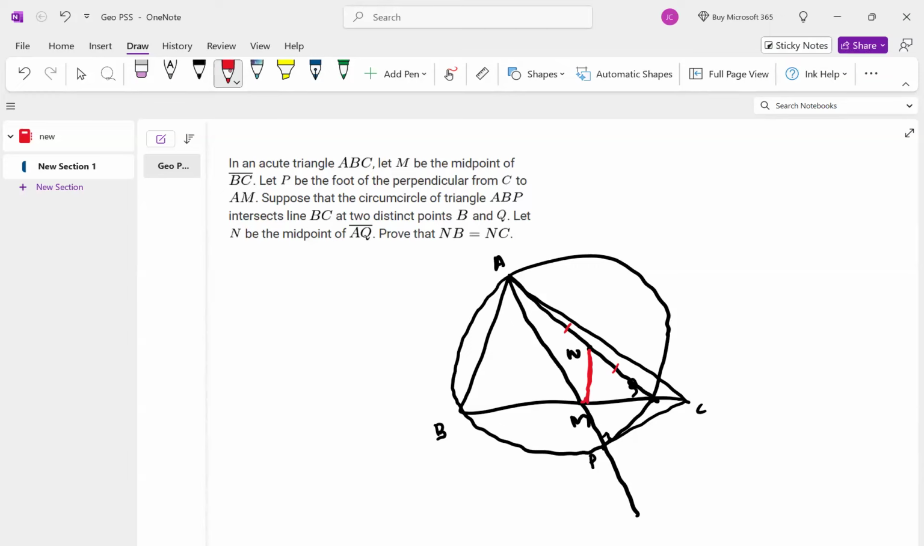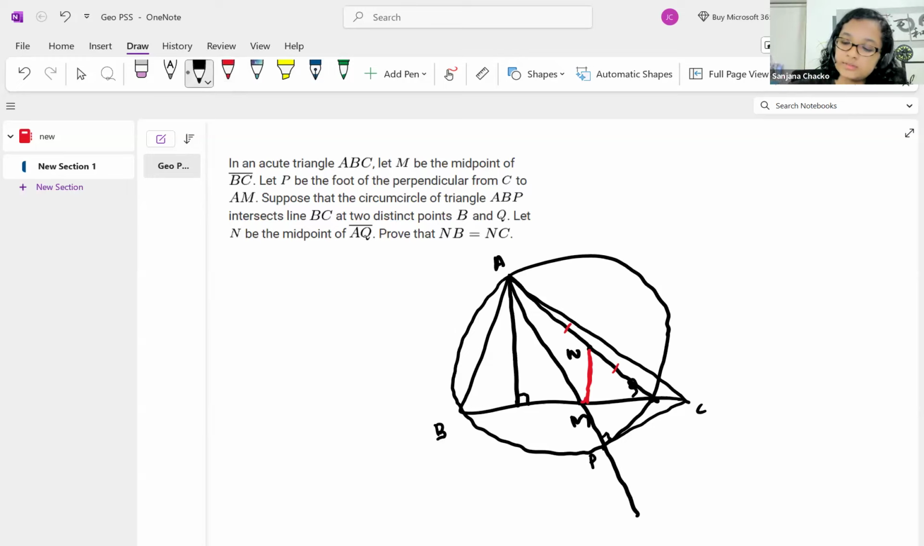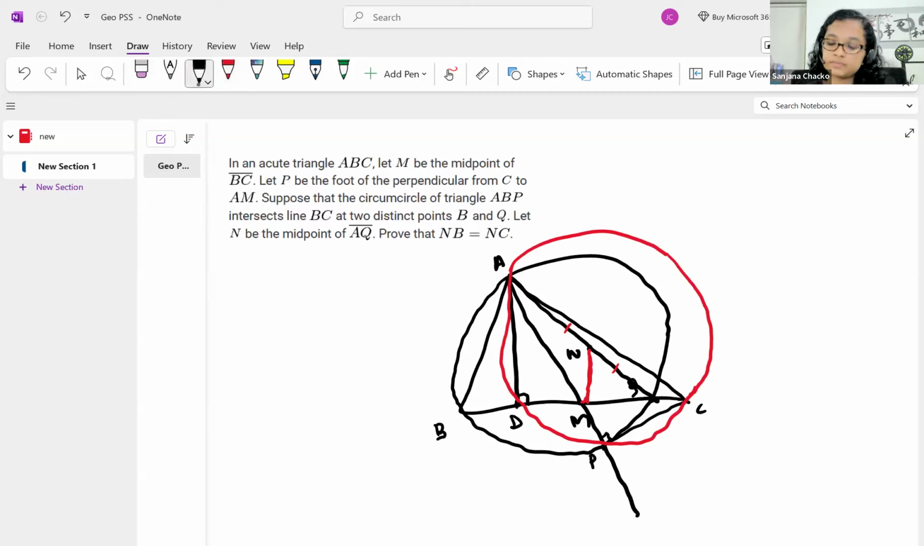First, I think we can project A onto BC. Yes, that's a very good idea, because then you get another cyclic quadrilateral. Okay, so let's call this D. So we want to prove TM equals MQ. Yes, because then you just have the midpoint theorem.